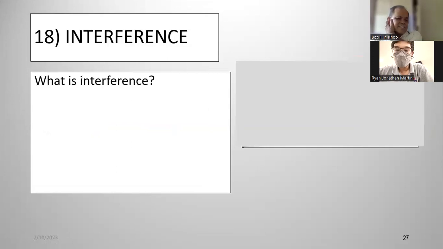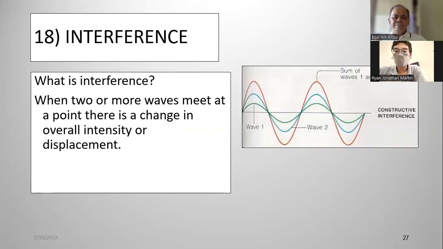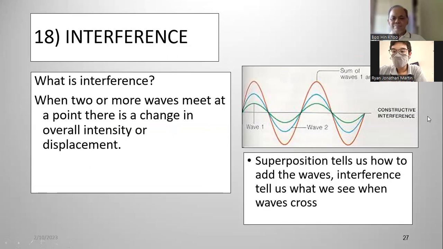What is interference? Where two or more waves meet at a point, there is a change in overall intensity or displacement. Okay, this is the principle of superposition. Interference tells us what we observe. Superposition tells us how we add up to get the resultant waveform. Okay with that so far? Superposition tells us how to add the waves. Interference tells us what we see when the waves cross.